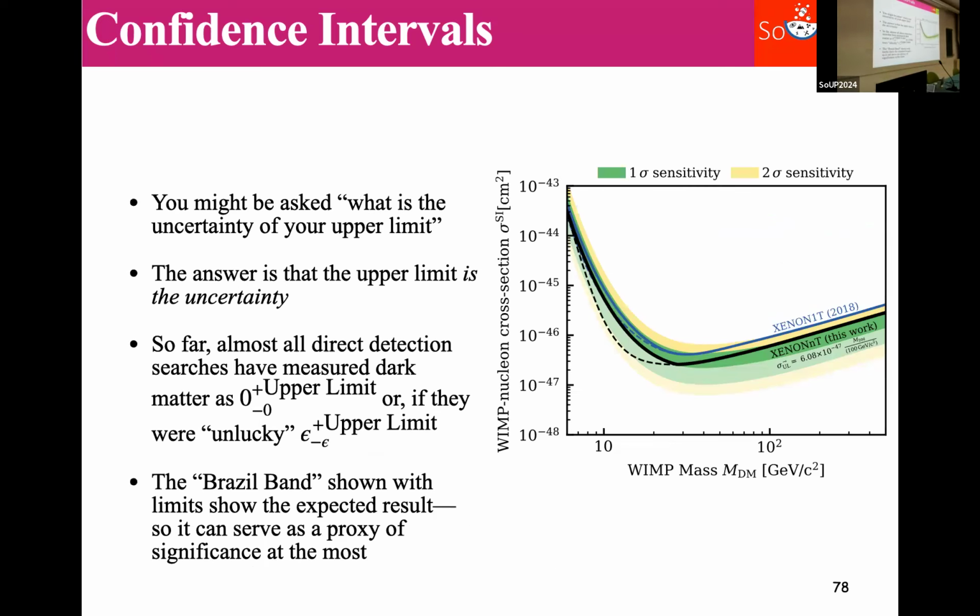In any case, upper limits, confidence intervals. Sometimes you're asked, well, what's the uncertainty of this upper limit? We should have an error bar. But the answer is that the upper limit is our error bar. It's very important to say that upper limits are not themselves best fits. They're not themselves point estimates. Almost always our best fit is, okay, minus infinity on a log scale.